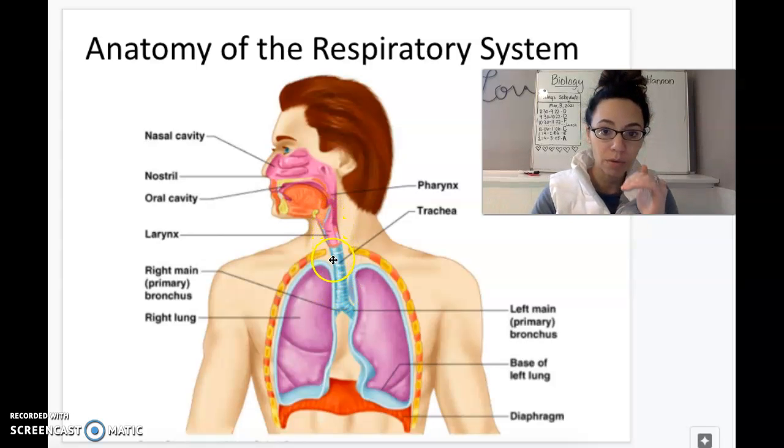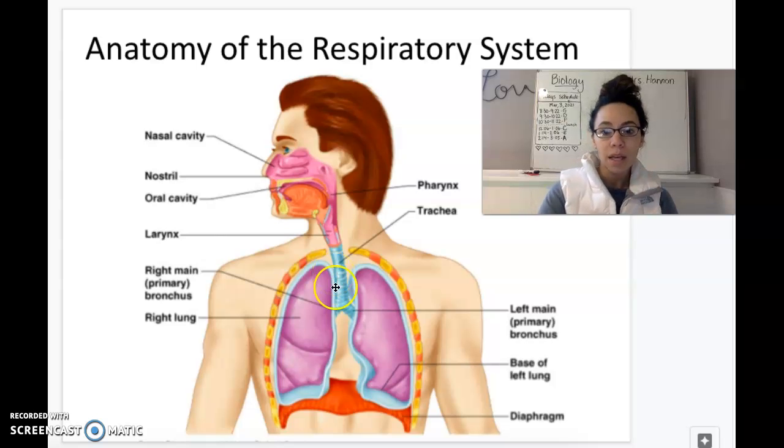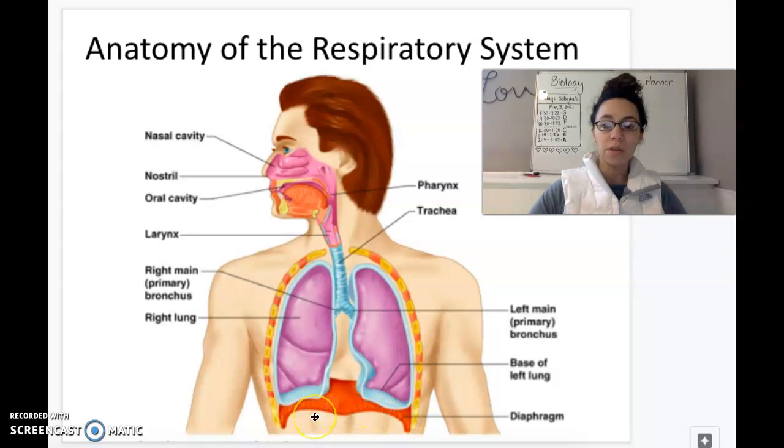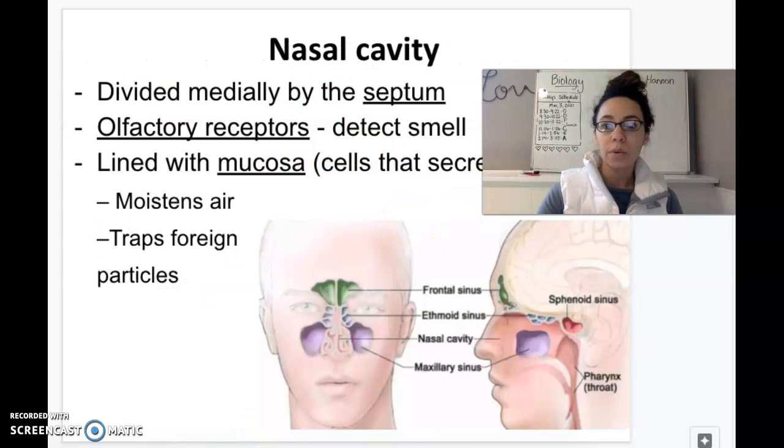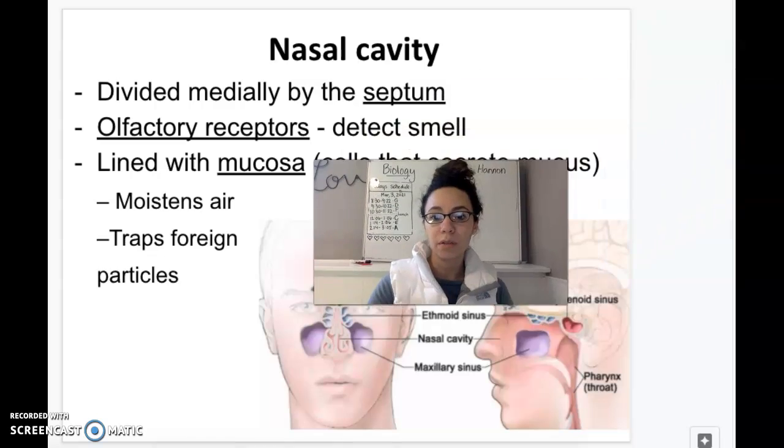So we're following through the trachea. And then we branch off. These are called bronchi, or bronchus is singular. And then into the lungs, which are the main organs of the respiratory system. The diaphragm is that muscle underneath, which helps us to expand and contract the lungs. And that's a basic overview here. So now let's start with looking at each of them individually.